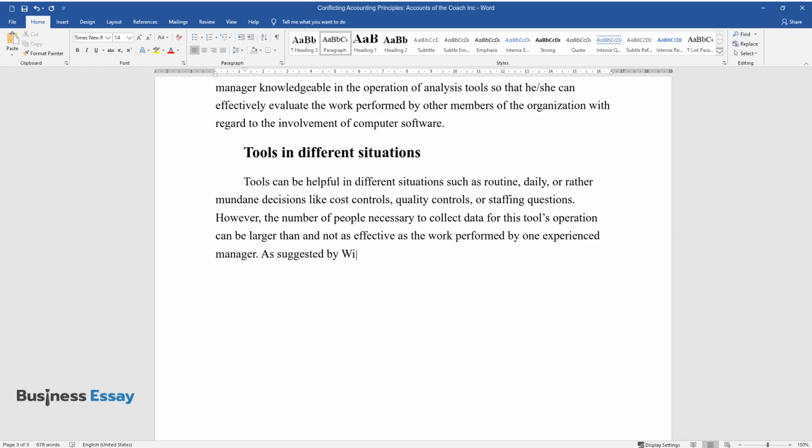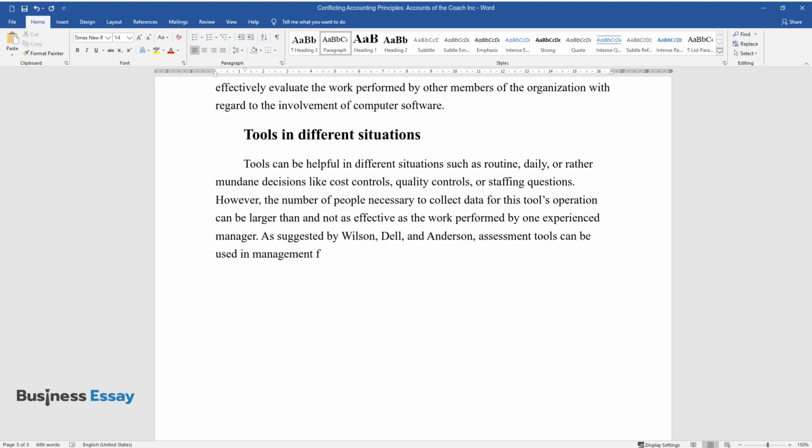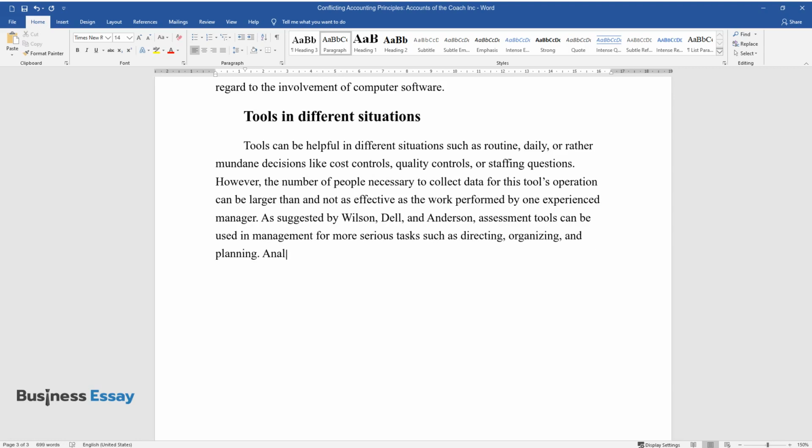As suggested by Wilson, Dell, and Anderson, assessment tools can be used in management for more serious tasks such as directing, organizing, and planning. Analysis tools can be effective in different situations.